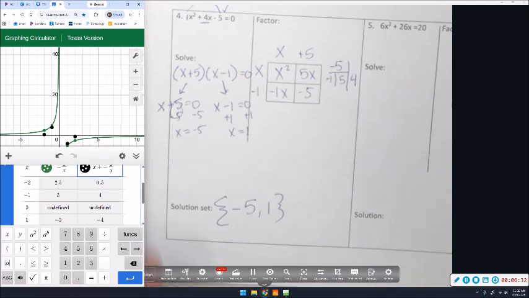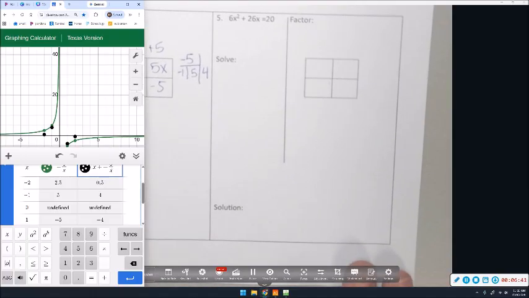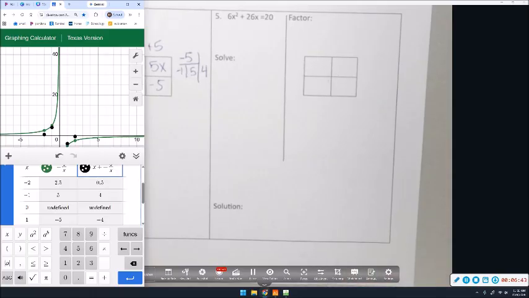Yeah, so the only added step is this. Everything else is the same. So this is why I was saying it's important that you know how to factor. We're not going to do all of these because it does get a little redundant, but there's a couple I want to talk about. Look at number 5.